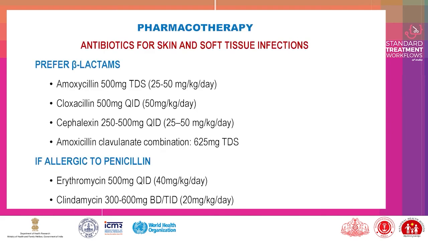Pharmacotherapy, that is antibiotics for skin and soft tissue infections, prefer beta-lactams like amoxicillin 500 mg TDS, 25 to 50 mg per kilogram per day, cloxacillin 500 mg QID, 50 mg per kilogram per day, cephalexin 250 to 500 mg QID, that is 25 to 50 mg per kilogram per day, amoxicillin clavulanate combination 625 mg TDS. If allergic to penicillin, erythromycin 500 mg QID, that is 40 mg per kilogram per day, and clindamycin 300 to 600 mg BD or TID, 20 mg per kilogram per day.